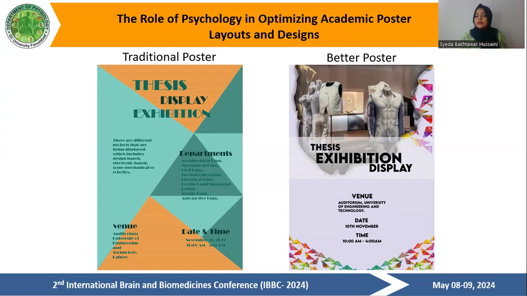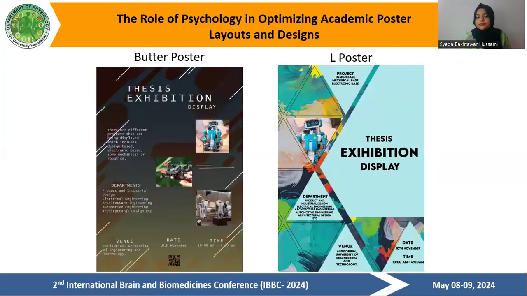So the second one is the better poster. It has less textual content as compared to the traditional poster, and it consists of some graphics. The text in it also has a hierarchy, which gives more emphasis, and it provides more understanding to the user as compared to the traditional poster. And we came to know about all these characteristics of these posters through our literature review.